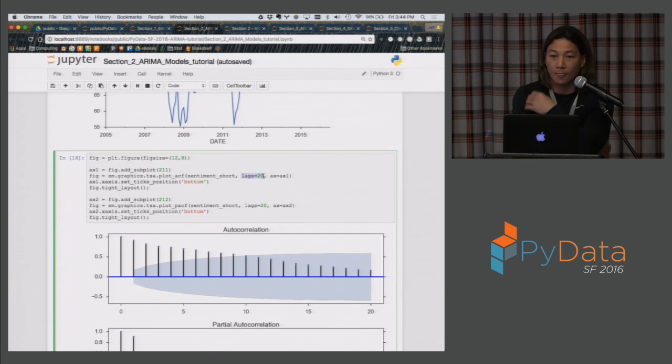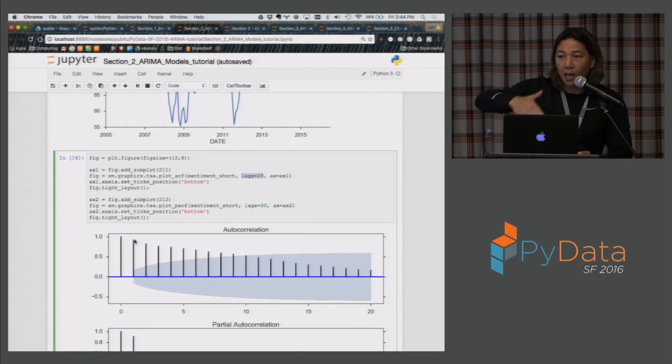You have a question? What is the y-axis? The y-axis is the value of the correlation, so it's supposed to be bounded by -1 and 1. It's a good question. At 0, the correlation is supposed to be 1 because the series is perfectly correlated with itself. Here the value looks roughly like 0.9, which means that the correlation of the series and its first lag is 0.9. It's very, very highly correlated.